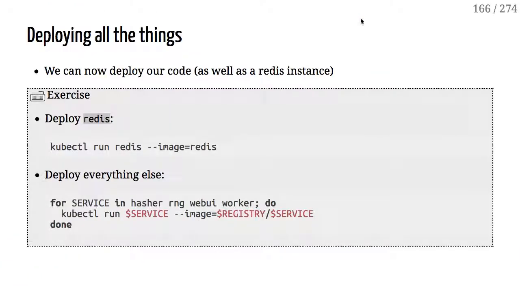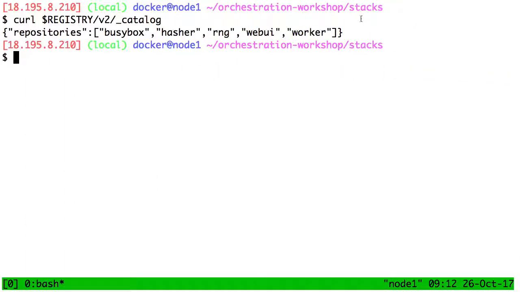So now we can deploy all our deployments, pods. So first, Redis, because that one is a little bit easier. We're just using an image from the Docker Hub. So kubectl run redis --image=redis.